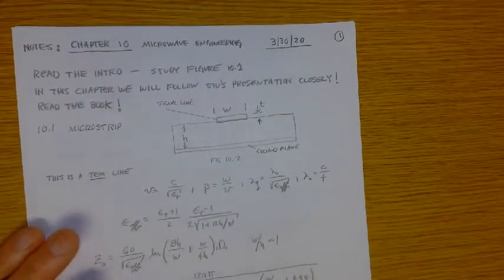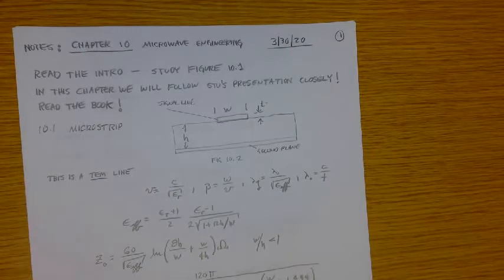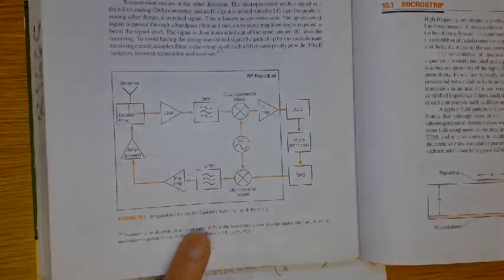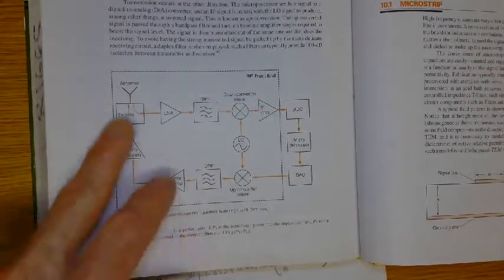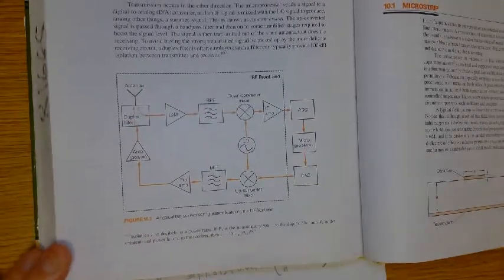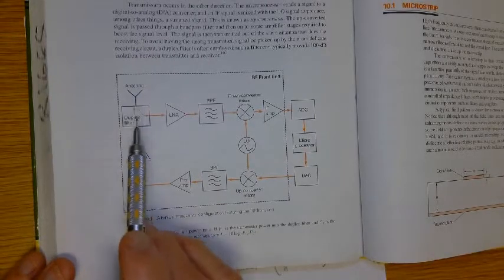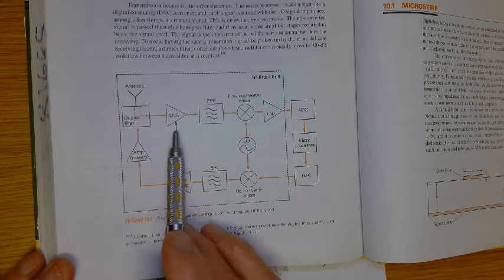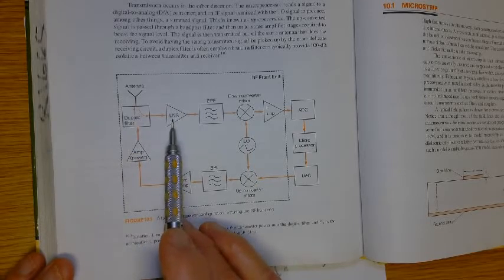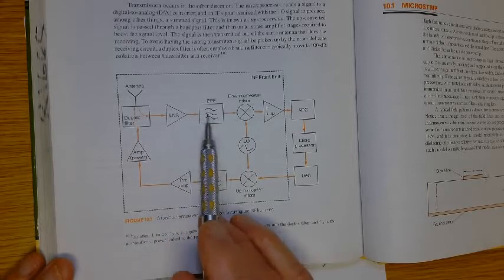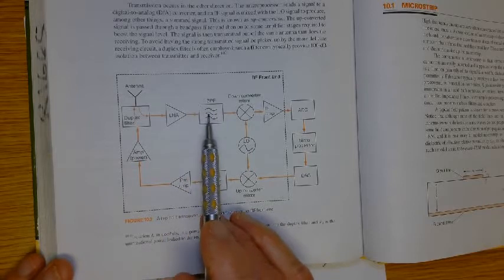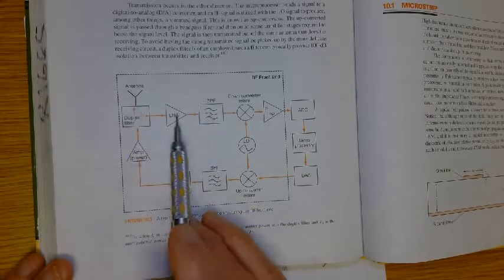Right, read the intro. Study that figure 10.1. Figure 10.1 is just a typical transceiver. So study this diagram. Pretty much straightforward. Signal comes through the antenna, goes through the duplex filter. First order of business is a low noise amplifier. Out of the amplifier goes a bandpass filter, which cuts out any extraneous signals other than the one at the desired frequency.